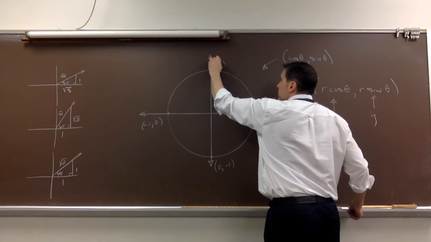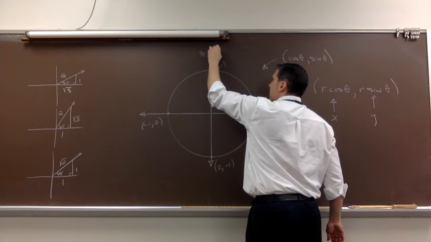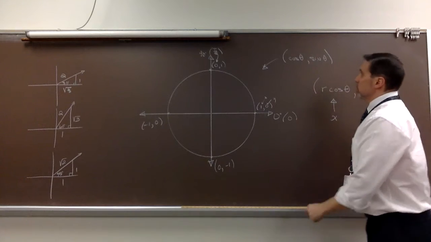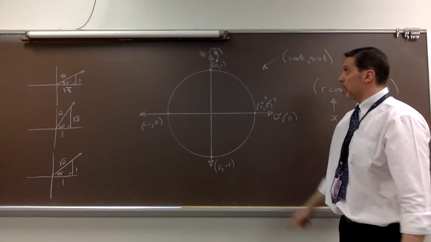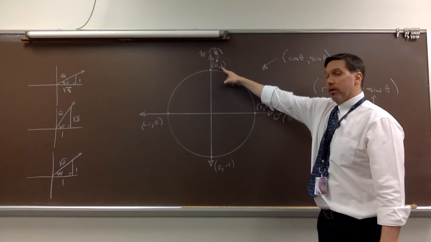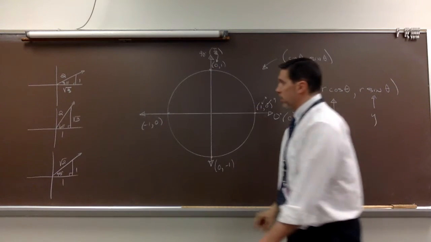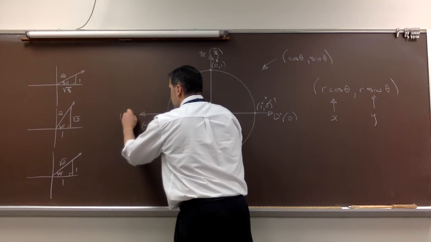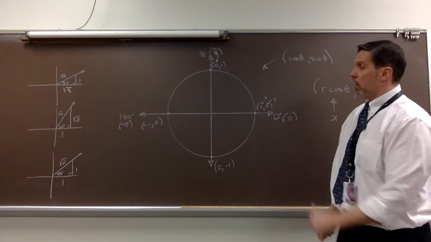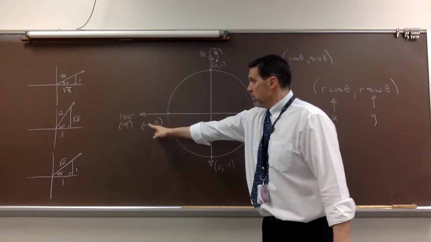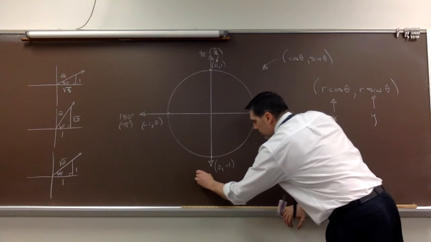So up here, we're talking about 90 degrees, which is pi halves. Always put it in parentheses for the radians. So the question is, what's the sine of pi halves? It's the y-coordinate, 1. What's the cosine of pi halves? It's the x-coordinate, 0. And you go to 180 degrees, in other words, pi radians. What's the sine of 180 degrees? It's the y-coordinate, 0. What's the cosine of 180 degrees? It's negative 1.